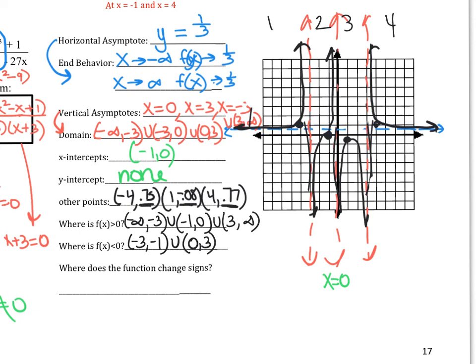Where does the function change signs? It changes signs at asymptotes. So notice it's positive to negative at -3. It does the same thing at 0, so it goes from positive to negative. And same thing at 3, except it goes from negative to positive. And then it also changes sign at your x-intercept, which we can clearly see is right here. So that would be at x equals 1.